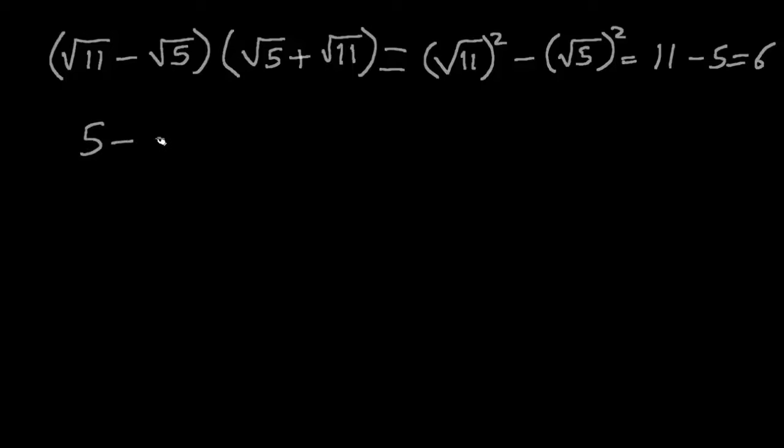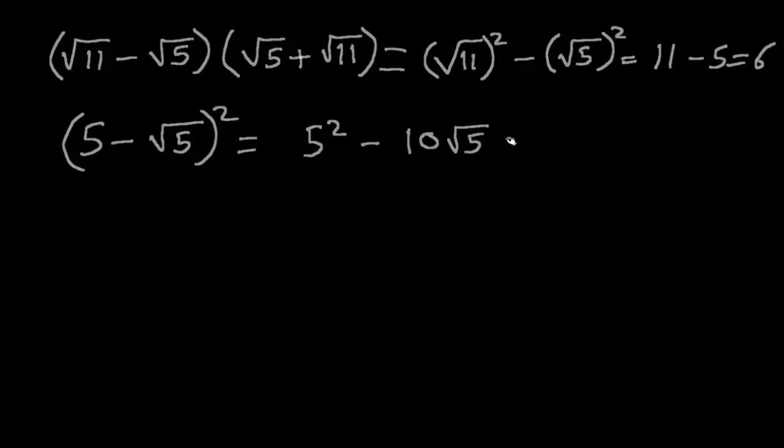5 minus square root of 5 whole square. Now we know a minus b whole square, which is equal to a square minus 2ab plus b square.